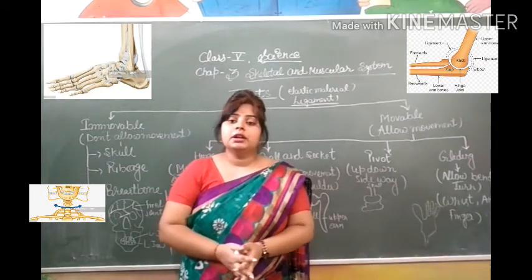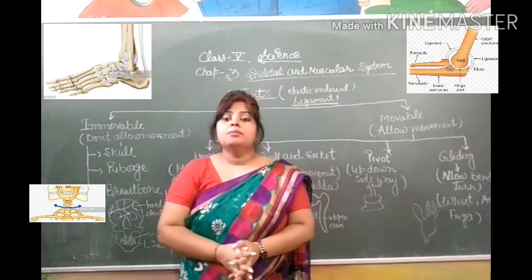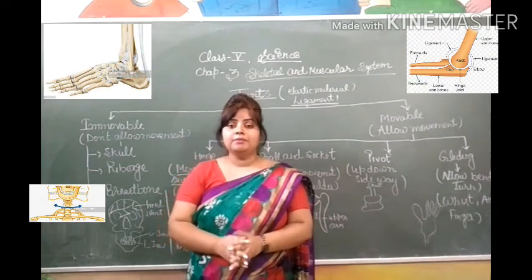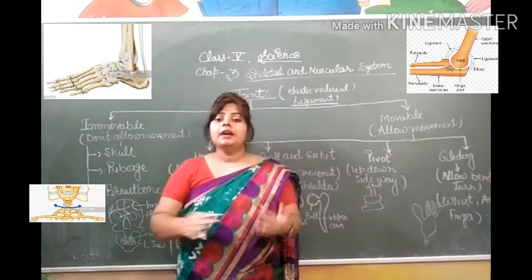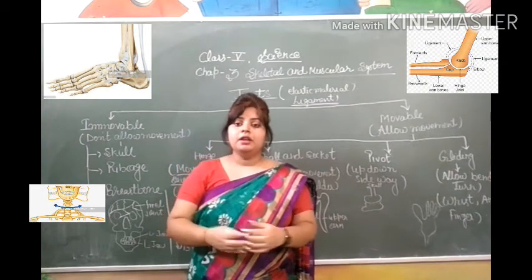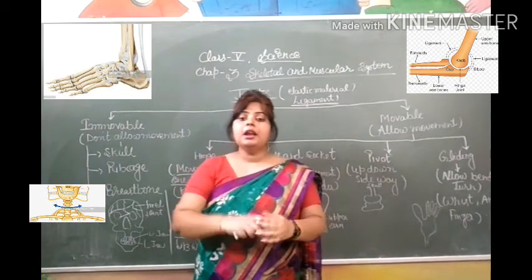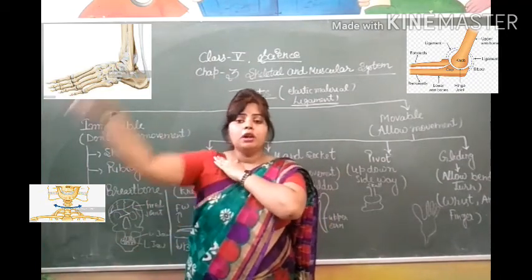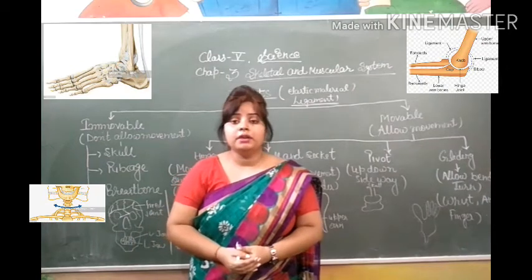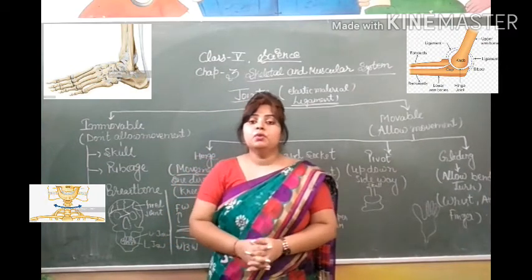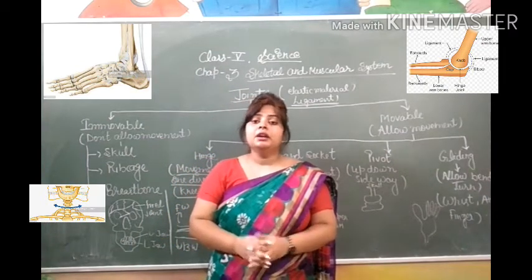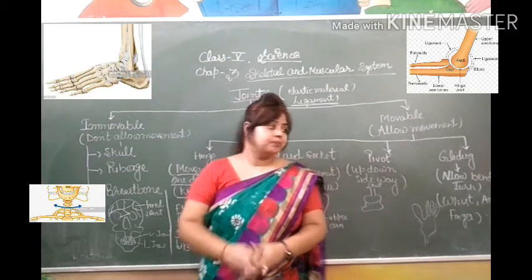So what is the ball and socket joint? A ball and socket joint has a ball-like structure and a socket-like structure, where the ball is fixed in a socket and allows movement in all directions, in a circular way. Maximum movement is allowed by the ball and socket joint.